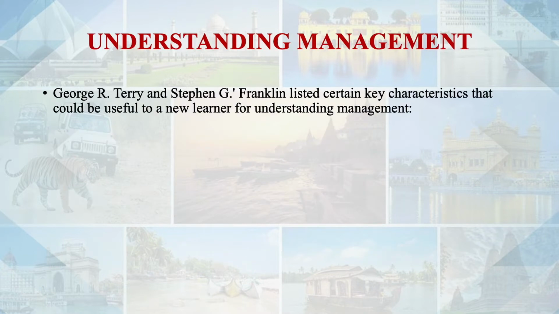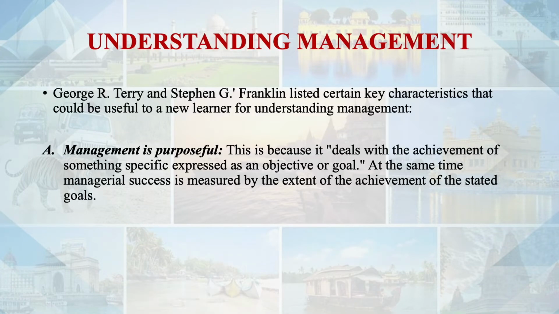Now, George A. Terry and Stephen G. Franklin gave certain key characteristics that are useful to understand management. So let's look at the characteristics given by George A. Terry and Stephen G. Franklin for understanding management. Let's start with the first thing. Number A, it says management is purposeful. Purposeful, that means what is the purpose?